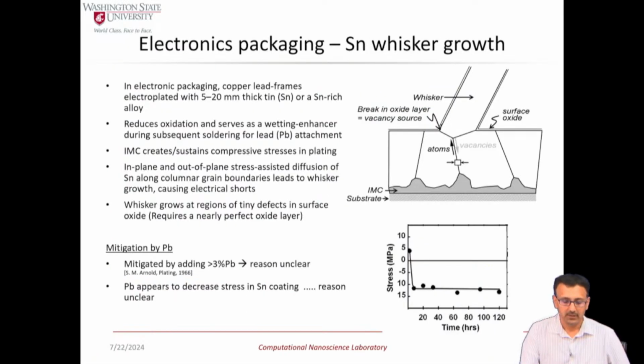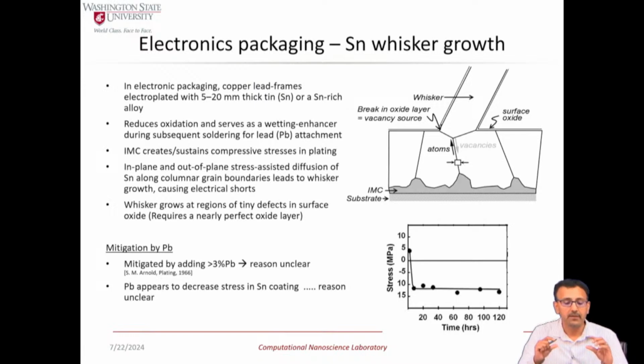Okay. We'll get to another application, which again, I'll present in the next few days as a use case or example, which is a very different class of materials. Now we are talking about alloys, which a lot of you are interested in. So in electronic packaging systems, a lot of times thin film of tin is deposited on top of copper for various reasons. It reduces oxidation and serves as a wetting enhancer during subsequent soldering for lead attachment, etc.